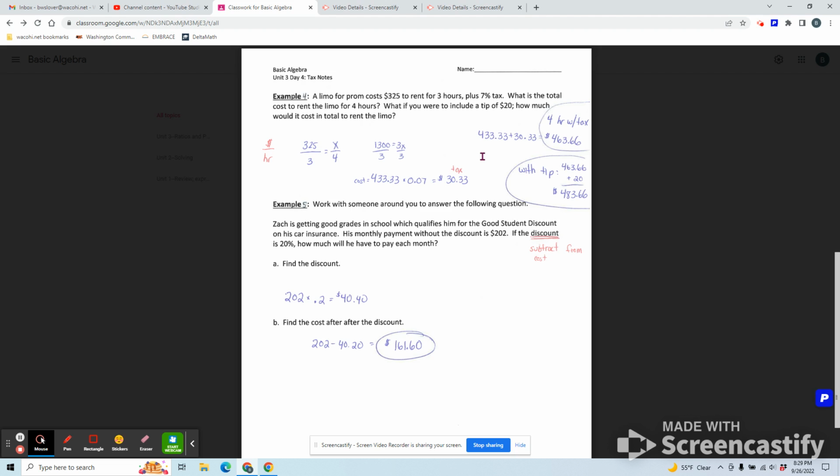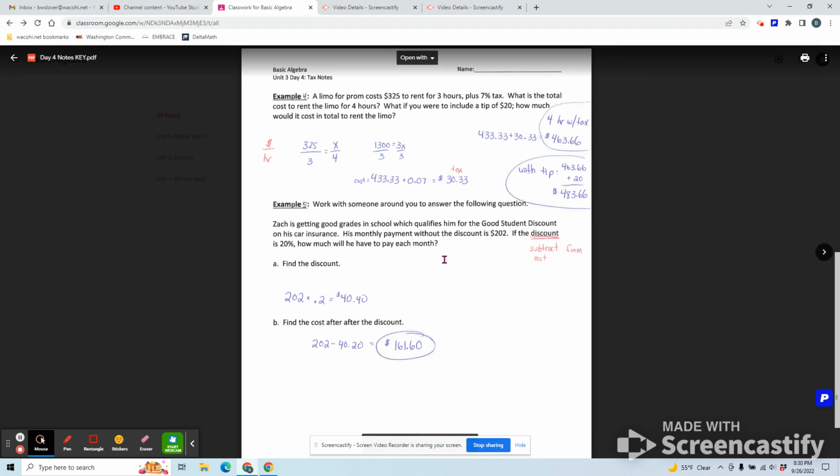Example 5, I want you to work with someone around you. So this one's a little bit different because it's talking about the discount. So go ahead, read through it, answer the question the best that you can. But I'm not too worried, and I'm not going to go in depth about this one at all because we actually are going to see this in tomorrow's notes on discounts. This is just trying to see if you know anything about discounts or how you might even solve. Think of it more as a preview to tomorrow's lesson.